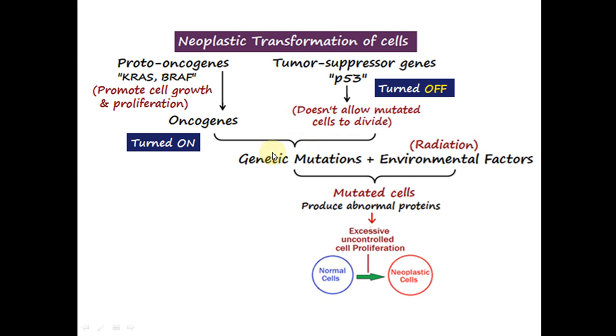So the genetic mutations, particularly in the oncogenes and tumor suppressor genes, plus the environmental factors like radiation, in combination cause mutated cells to proliferate. And these mutated cells will produce abnormal proteins, and these abnormal proteins will cause excessive uncontrolled proliferation. A cell that normally follows the cell cycle under the control of normal proto-oncogenes and tumor suppressor genes, when it is allowed to proliferate uncontrolled, we say that now the normal cell has become the neoplastic cell.